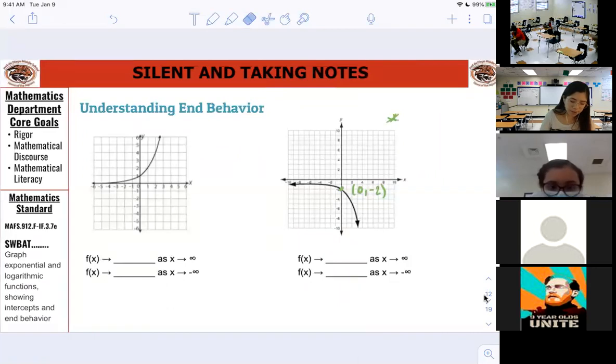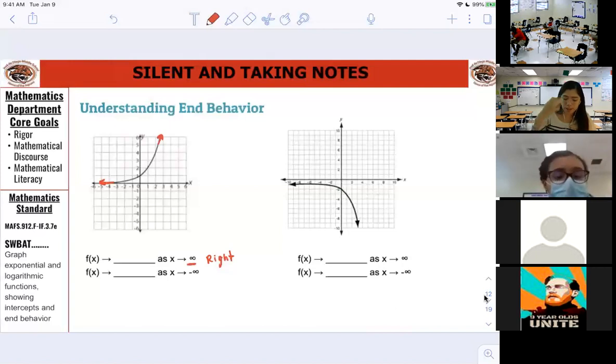All right, end behavior, another fun thing. Quick review of this. I look at the right side of my graph and take a look at where it's going. I look at the left side of my graph and take a look at where it's going. On the right side, as x approaches infinity, that's telling me to look on the right. Where is that arrow pointing? Up, down, where's it going? Up. And that's going to go up forever. So on the right side of my graph, f of x is approaching infinity.